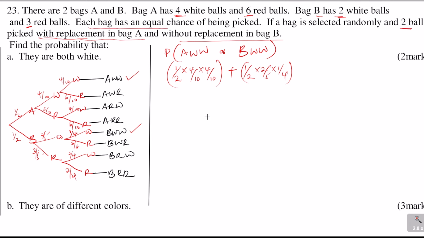Once you work out this probability using a calculator, 1/2 times 4/10 times 4/10 plus everything there correctly, you'll get 13 divided by 100 simplified. So that is the solution for the first part.